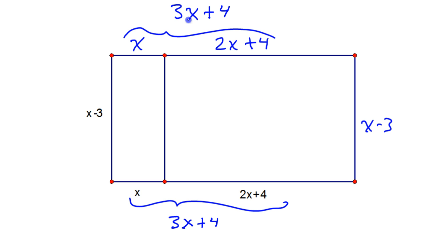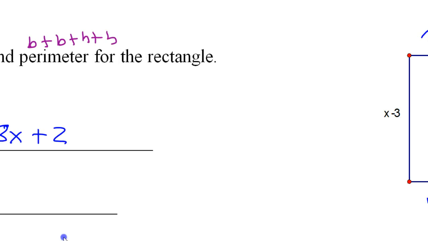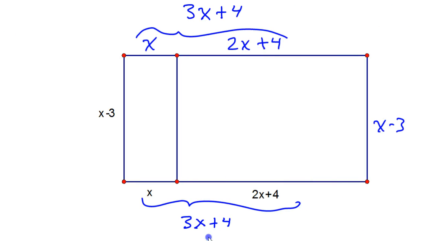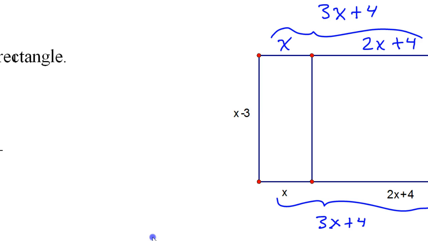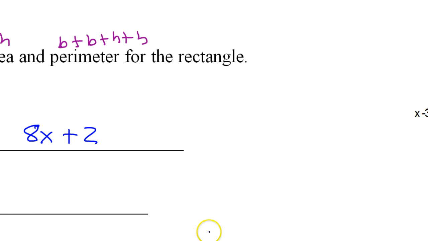So looking at the x's, 3 and 3, that makes 6, and then plus 2 more makes 8. Alright, so there's your 8x right there. And then looking at the number parts, 4 and 4 make 8, negative 3 and negative 3 make negative 6. So we have 8 and we have negative 6. Alright, 8 minus 6 is 2. Okay, and there's your 2.